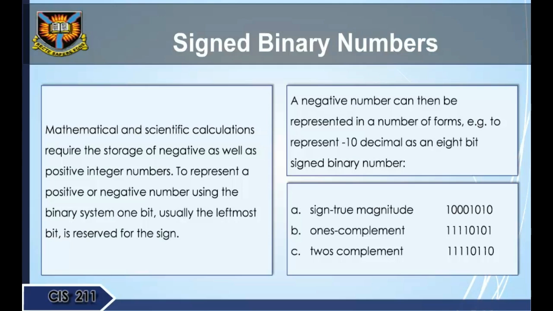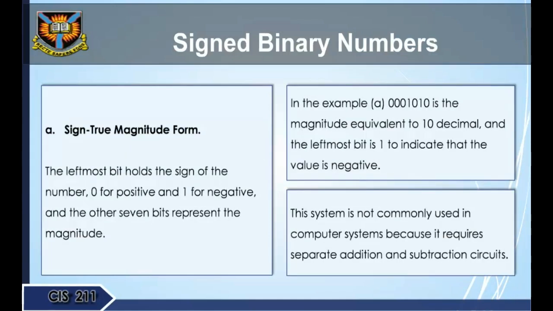A. Signed magnitude: 10001010. B. One's complement: 11110101. C. Two's complement: 11110110. A. Signed magnitude form.